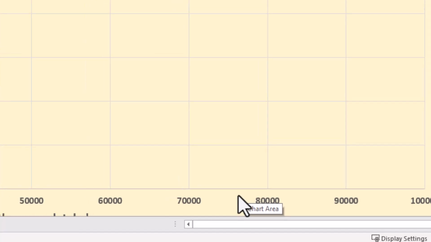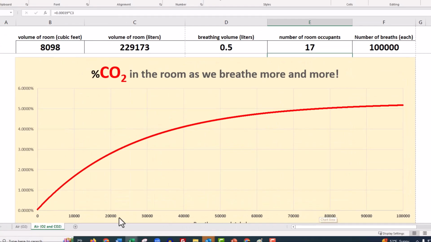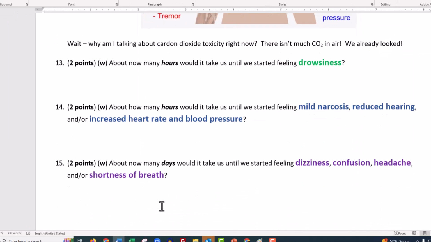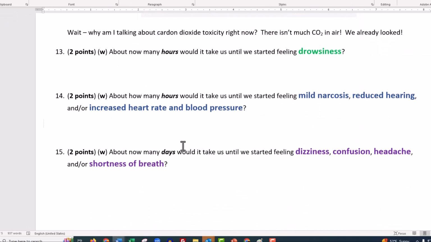So here, 13 is 5,000 breaths, 14 is 22,500 breaths, and 15 is, what do we just say, 76,600 breaths. You can turn those three numbers of breaths into hours and days in questions 13, 14, and 15. All right, friends, go get them.